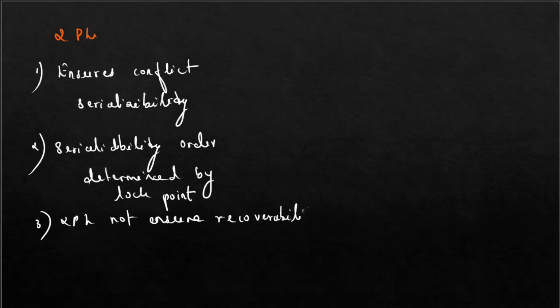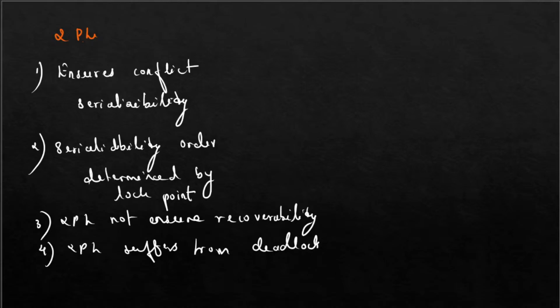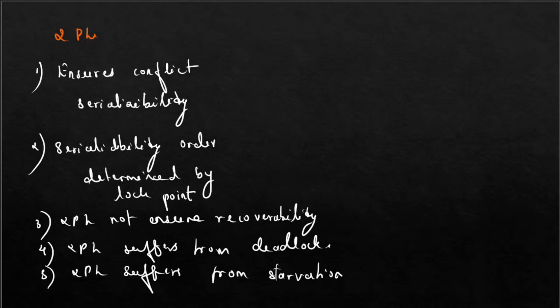Fourth, 2PL suffers from deadlock. So it may suffer or may not suffer. Fifth, 2PL suffers from starvation. It is like this. Okay, now let's see strict 2PL.